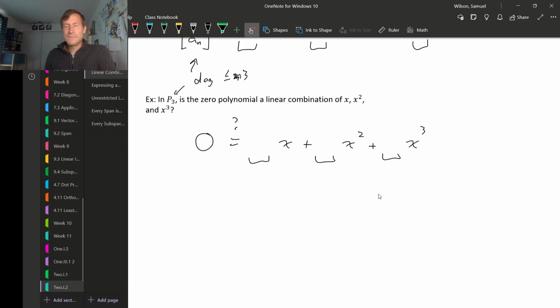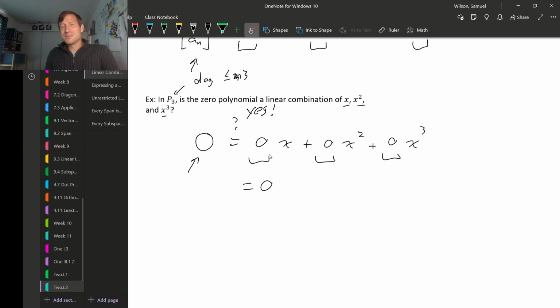So is it possible? Well, at first you might think no, because whatever numbers you put here, you're going to have some x's on the right-hand side, and that means it won't be equal to 0. But if you go back to the definition of linear combination, we just said these scalars have to be real numbers. 0 is a perfectly good real number. So if we chose the scalar 0 for all of these, then on the right-hand side, we do get 0. So yes, it is possible to write the 0 polynomial as a linear combination of these 3 polynomials.